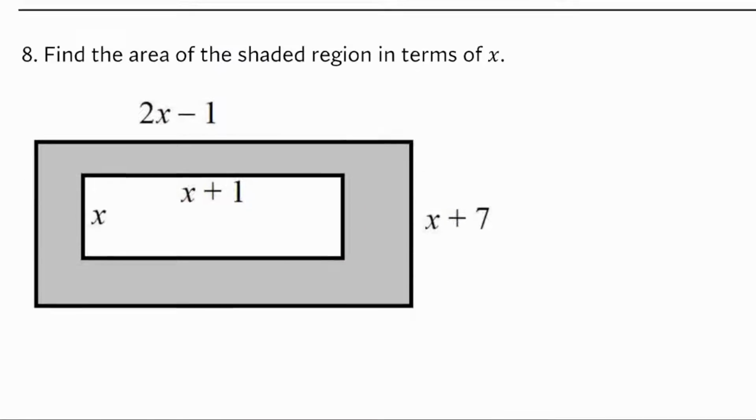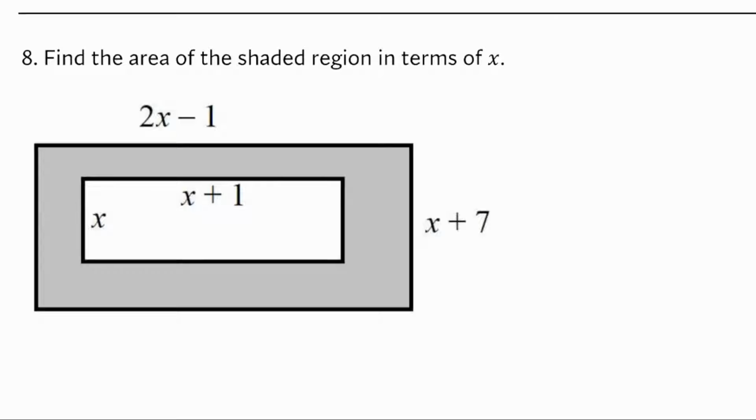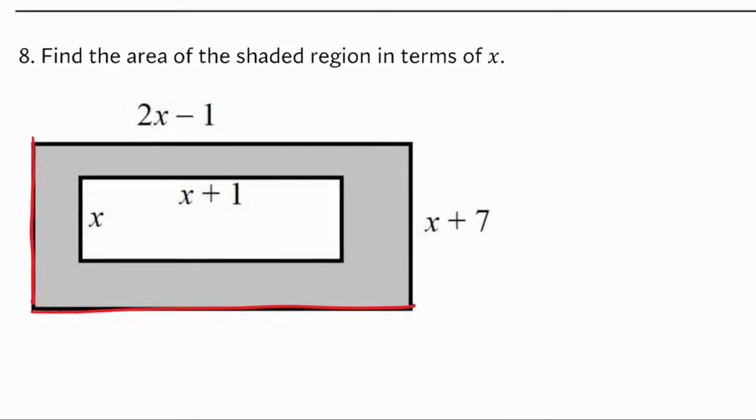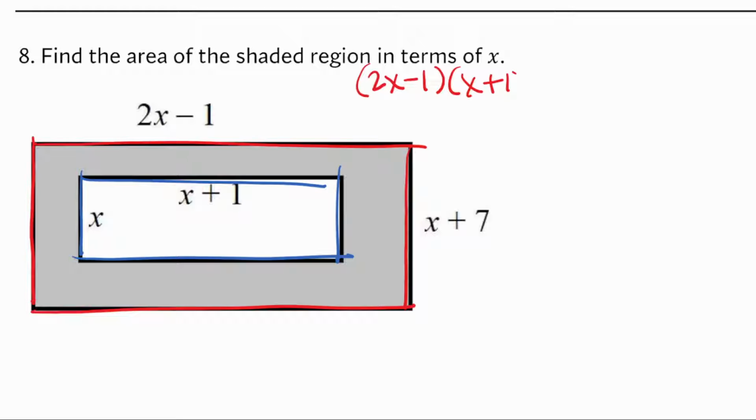And the last one, this is find the area of the shaded region. Okay, the plan is we're going to find the area of the outside rectangle, and we're going to subtract the area of the inside rectangle. So the area of the outside rectangle is going to be 2x minus 1 multiplied by x plus 7.